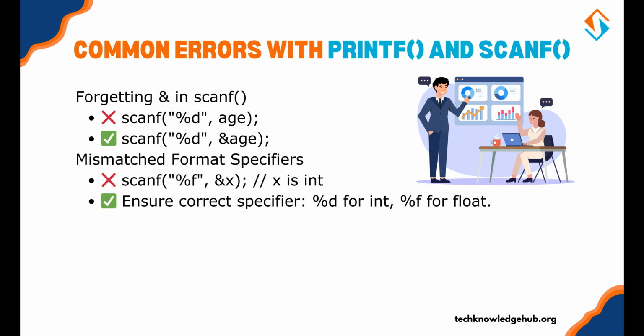Common errors with printf and scanf. Let's discuss some common mistakes and how to avoid them. First is forgetting the & in scanf. To fix this, always use & before variable names in scanf for non-array variables. Second is mismatched format specifiers. To fix this, ensure the format specifier matches the variable's data type. Use %d for integers, %f for floats, and so on.